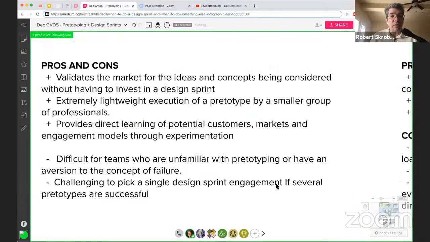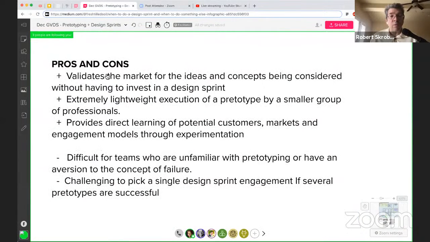The pros and cons for these are several. First, if you go with a prototype first, you're going to validate your ideas and concepts in the market without having to invest in a design sprint, getting everybody together in the same place for 4 days and having them clear their calendar. You'll know right away whether or not the market cares.